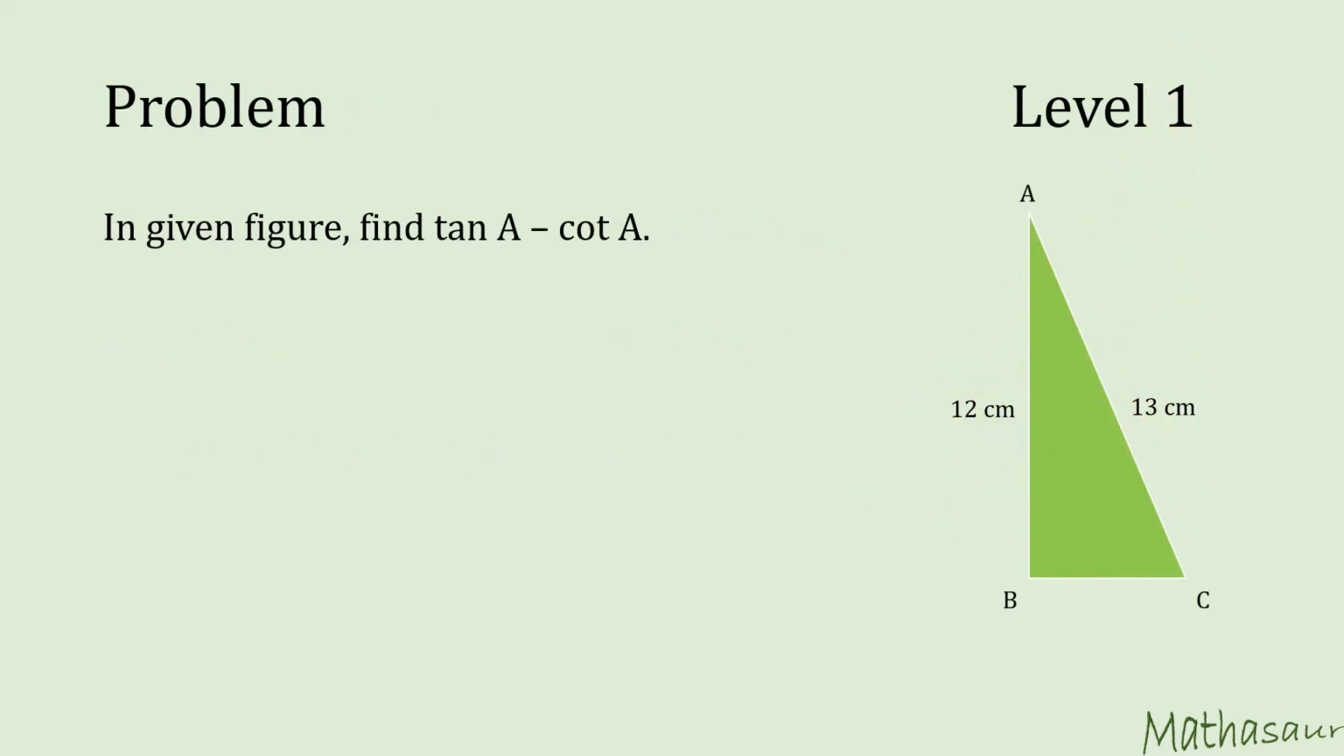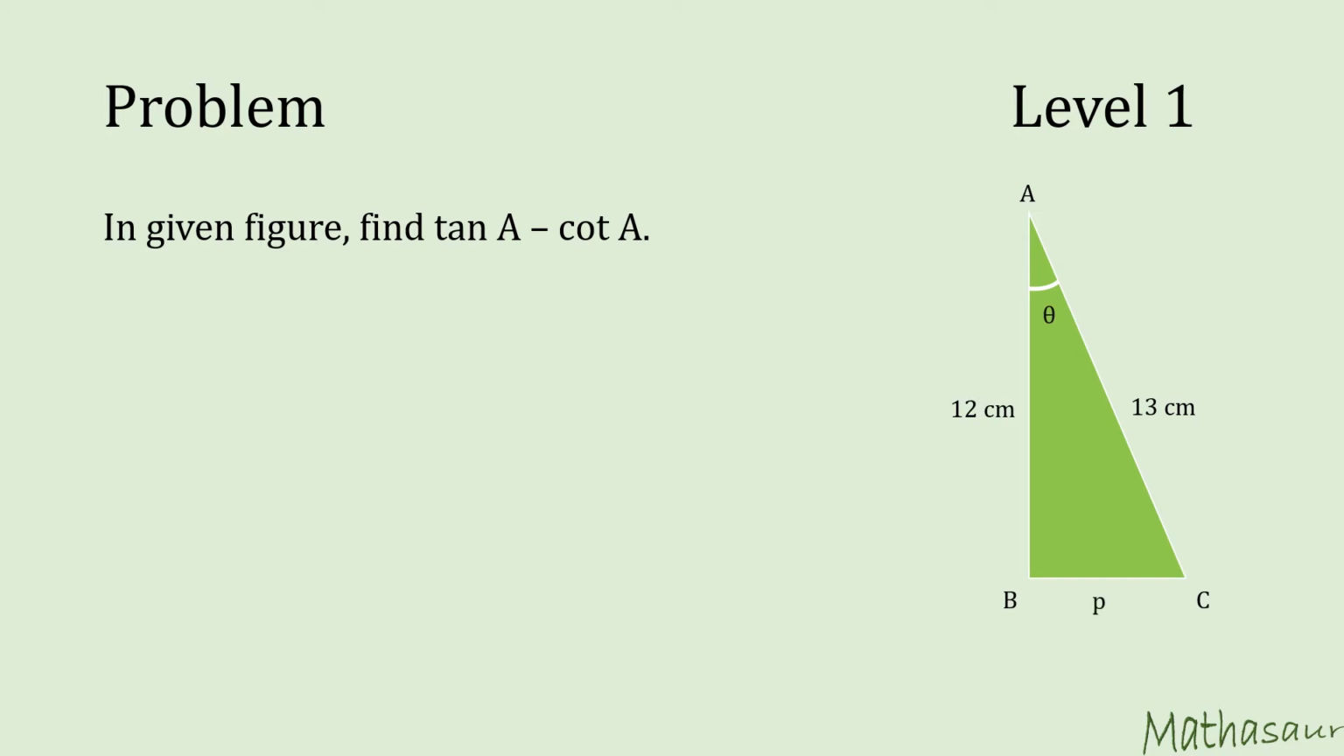Let us look at a few problems. In the given figure, find tan A minus cot A. Now we are given a right triangle. One of the shortest sides measures 12 centimeters and the hypotenuse measures 13 centimeters. Now we are looking at trigonometric ratios of the angle A. So let us call angle A as theta.